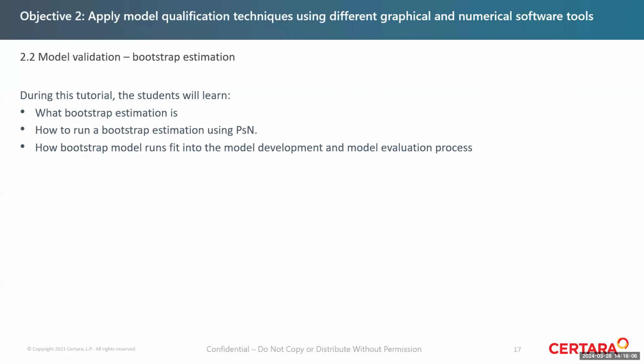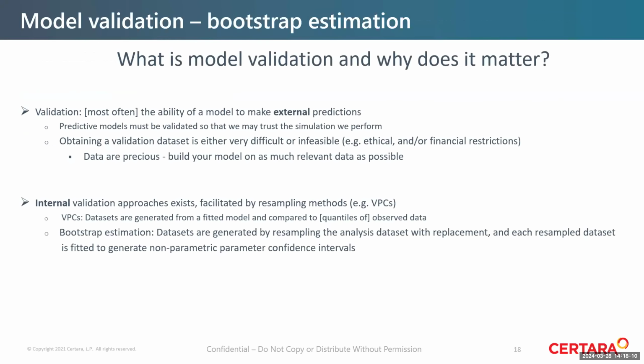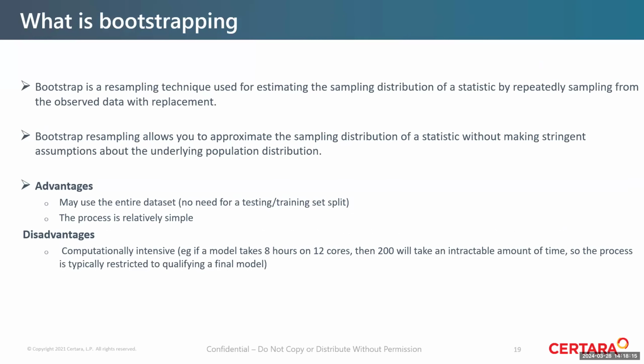And lastly, we're going to look at model validation by bootstrapping estimation. So bootstrap is a resampling technique that is used for estimating the sampling distribution of a statistic by repeatedly sampling from the observed data with replacement. So you can choose to sample, say, 1,000 times.